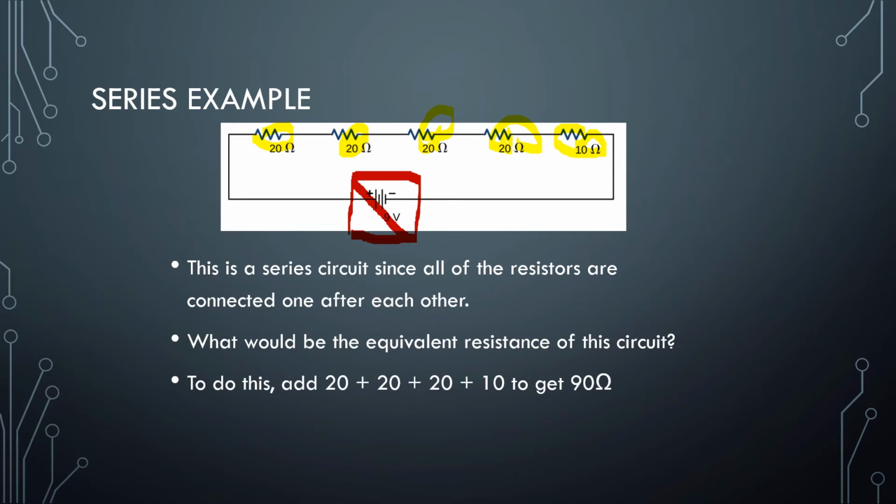So in other words, we're just going to do 20 plus 20 plus 20 plus 20 plus 10, which is 90. I seem to be missing a 20 down here. There should be 4 of them. So we do not add the voltage. That's not a resistor. 9 volts has nothing to do with the equivalent resistance.